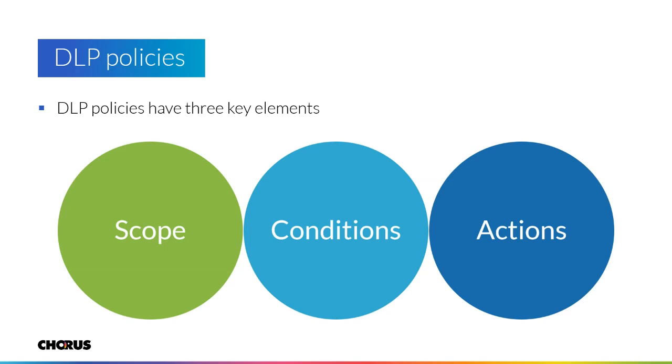So there are 3 key elements to any DLP policy. We've got the scope, the conditions, and the actions. So the scope is which platforms you want the policy to cover. The conditions is what has to happen to trigger the policy, and the actions is what you want to do.